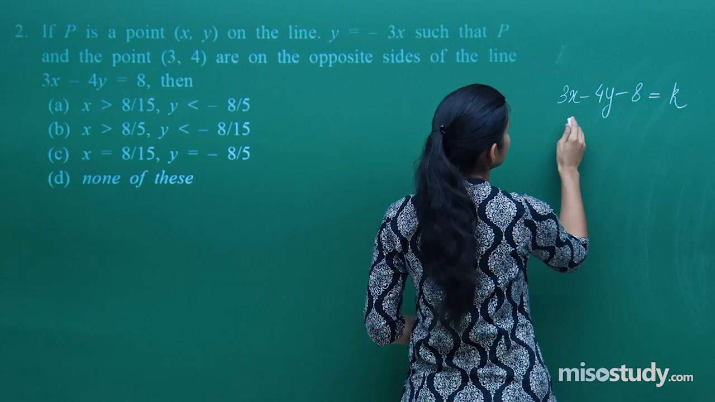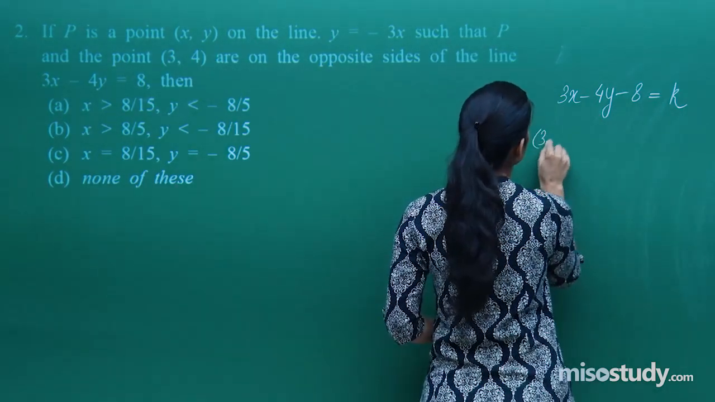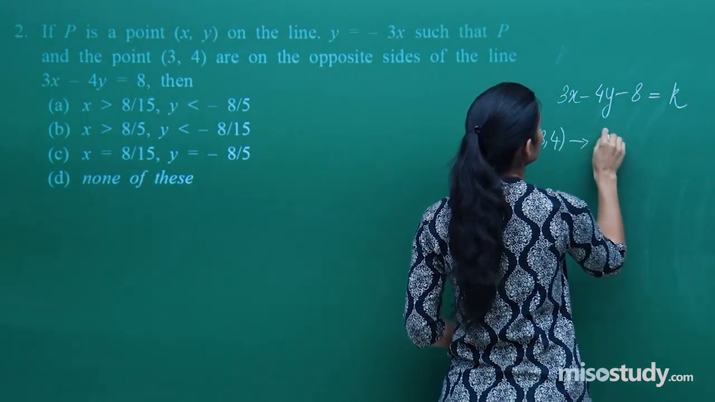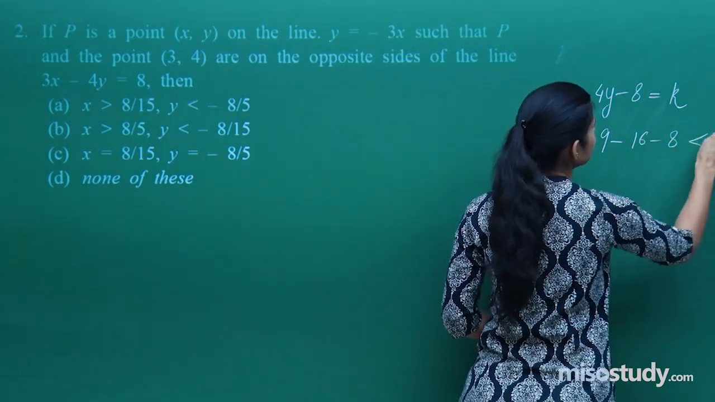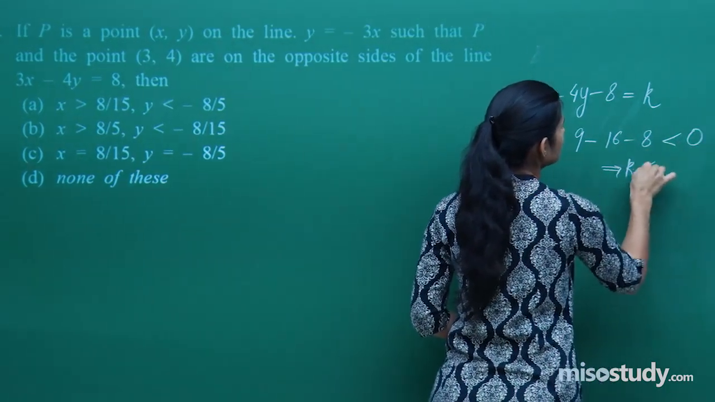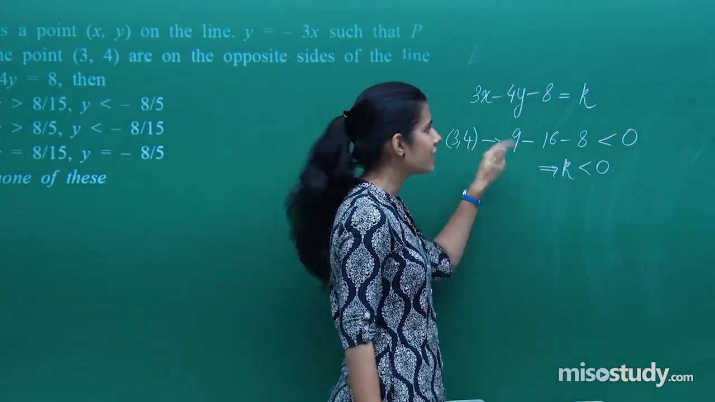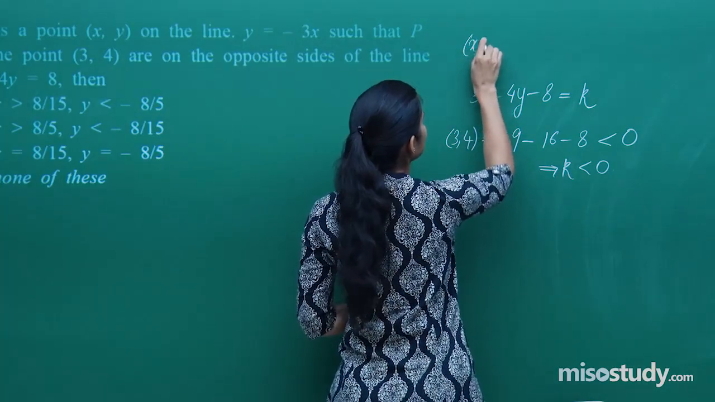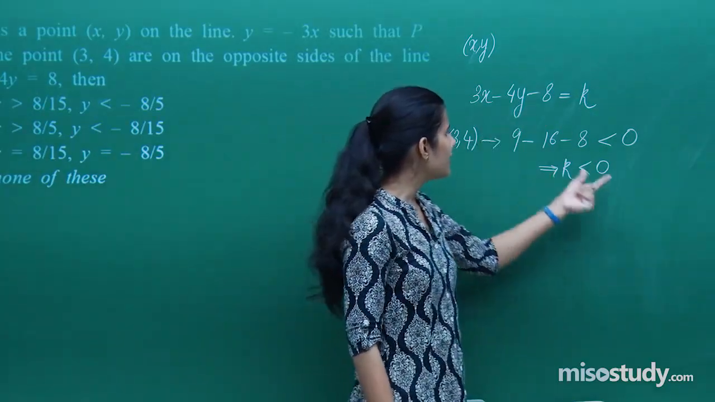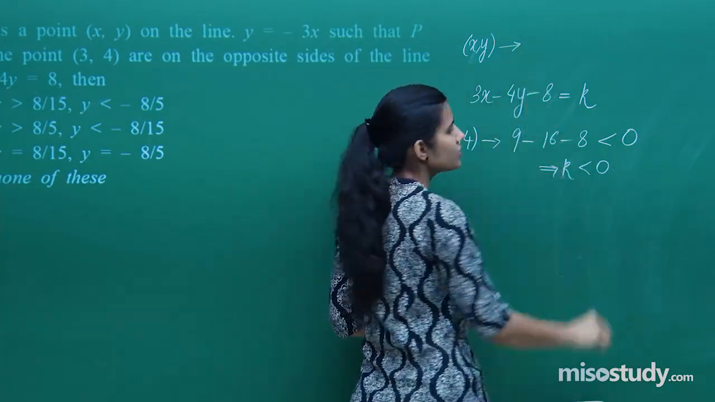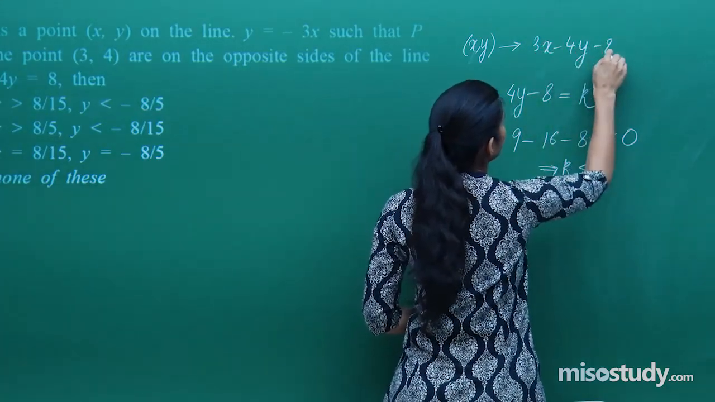(3, 4) is lying on some side of this line, right? So, (3, 4) when you plug in place of x and y, you get 3 into 3 that is 9, minus 4 into 4 that is 16, minus 8. This is clearly negative. Now, if on one side of the line (3, 4) is lying and on the other side of the line (x, y) is lying, if the side on which (3, 4) is lying I am getting this value to be negative, clearly the side for which (x, y) will be lying, I am going to get 3x minus 4y minus 8 is positive.